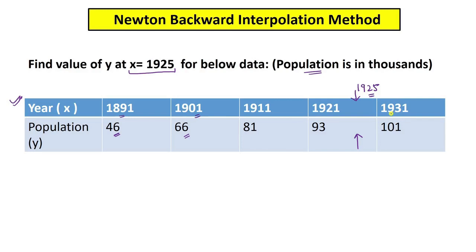This question is the same as what we discussed in the Newton forward interpolation method. In that question, we found the population value near the starting value of x. By this table, we can also get a clue: as the population is increasing, 46, then 66, 81, 93, then 101, for the year 1925 we will get the population in between 93 and 101.